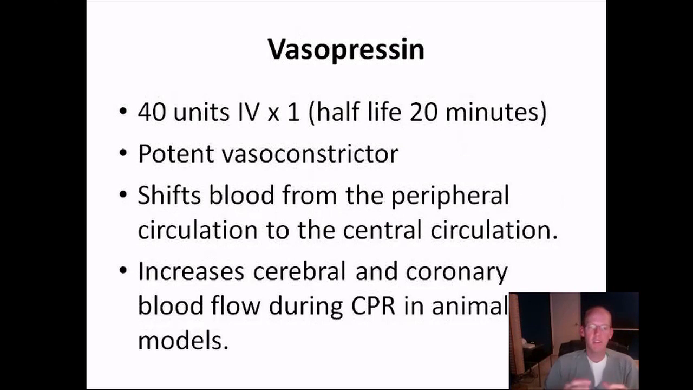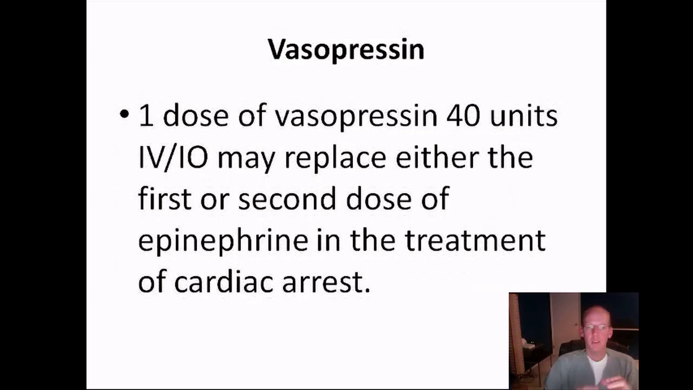Now, there is an alternative which also causes very potent vasoconstriction. That's vasopressin, and the dose is 40 units IV. Its half-life is about 20 minutes, but you are going to use it just one time, and it shifts blood from the peripheral circulation to the central circulation, therefore increasing the circulating volume. It also increases cerebral and coronary blood flow during CPR in animal models. It does give us what we need to help maintain coronary and cerebral blood flow. So one dose of vasopressin, 40 units in the adult, either IV or IO, may replace either the first or the second dose of epinephrine in the treatment of cardiac arrest. So they give epi followed by vasopressin, or give vasopressin followed by rounds of epi. You decide, but typically it's good to try both agents.